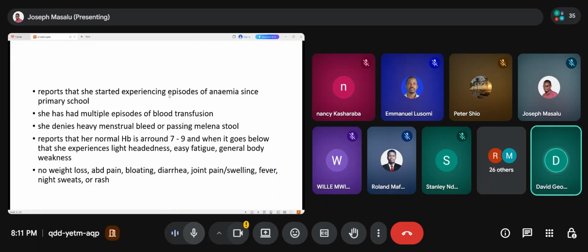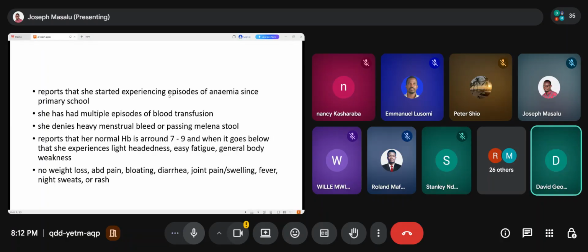No, nothing in keeping with the recurrent blood losses like heavy menstrual bleeding or passing melena, and so the steady state hemoglobin, between 7 and 9.